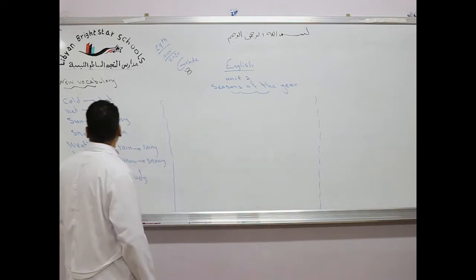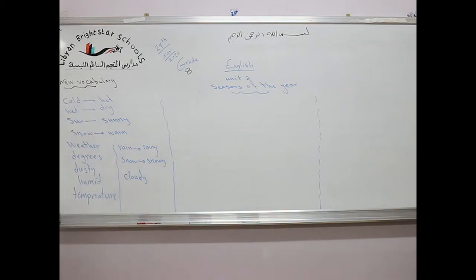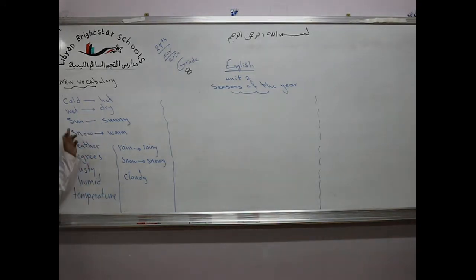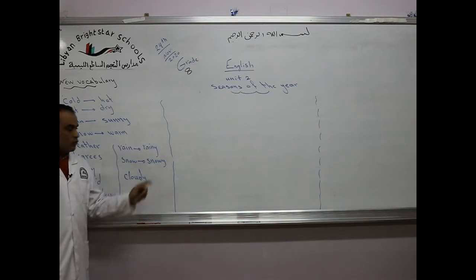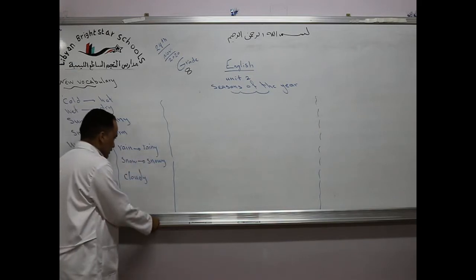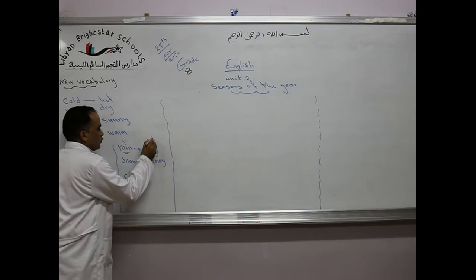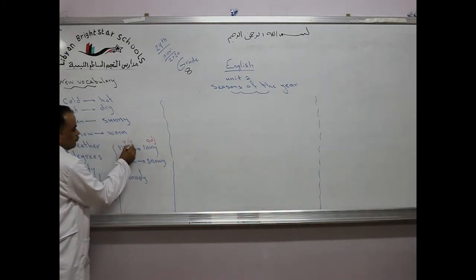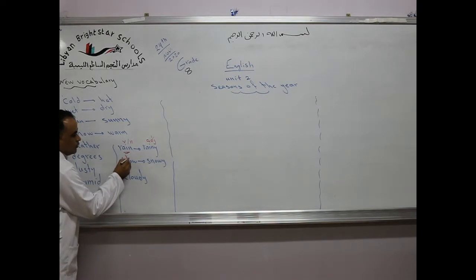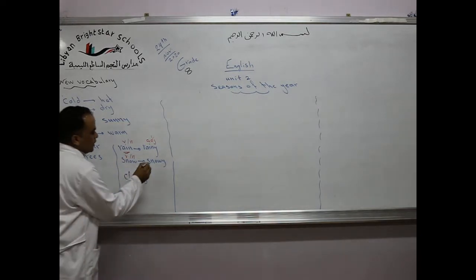Seasons of the Year. A new vocab: hot, wet, dry, sun, sunny, snow, warm, weather, degrees, dusty, humid, temperature, rain, rainy. Rain here is a verb. Rainy is an adjective. Okay? And rain may be a noun. Snow, verb or noun. And snowy, it's an adjective.